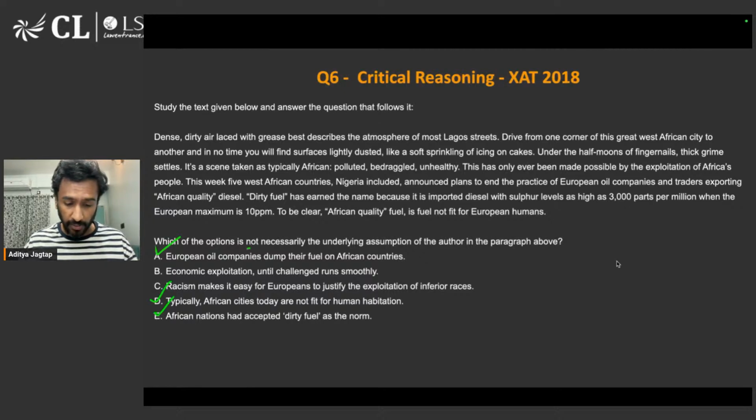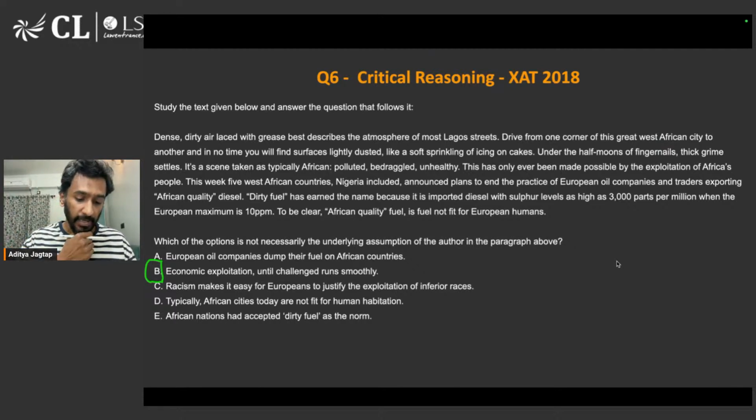We are looking for an invalid assumption. Let's look at B, economic exploitation until challenge runs smoothly. Now, B is actually a generalization. We just have one example of these African cities and this issue of oil. We can't generalize this and say this applies to everything. So we'll put B aside. B looks like it could be a problematic option. It's saying that this applies to everything.